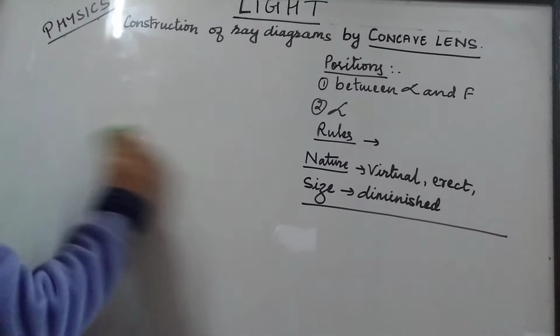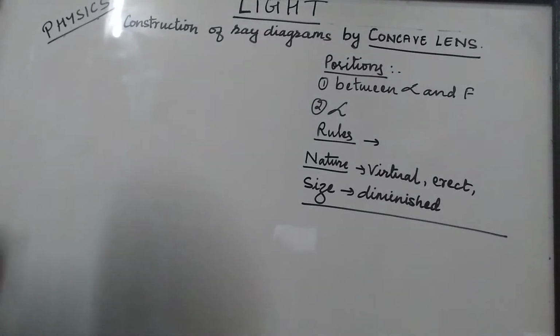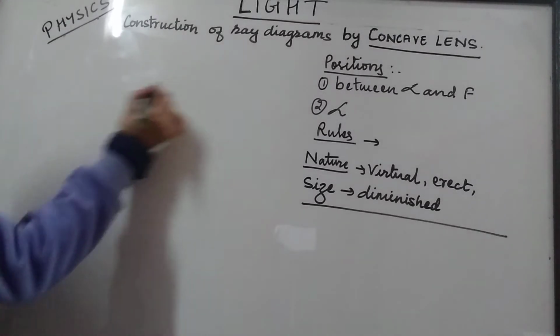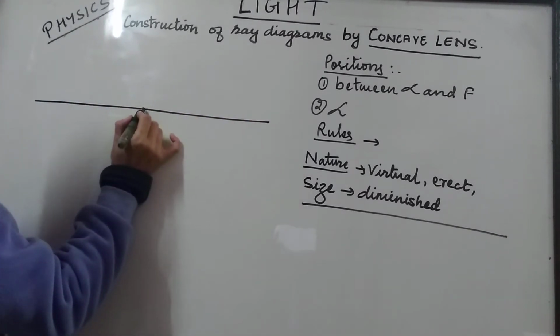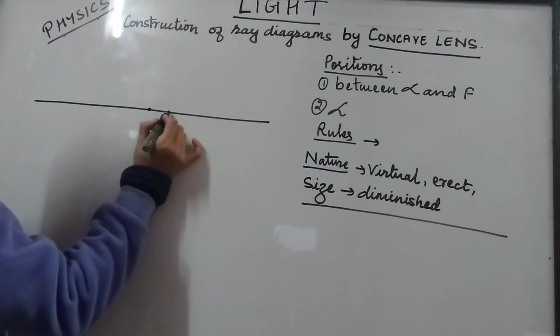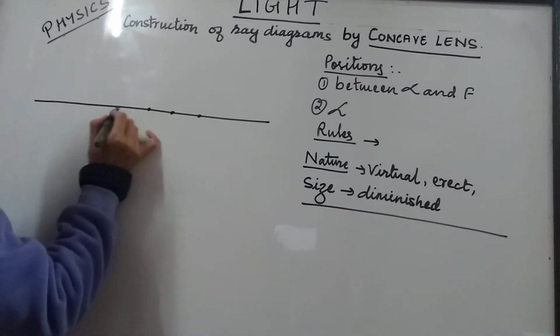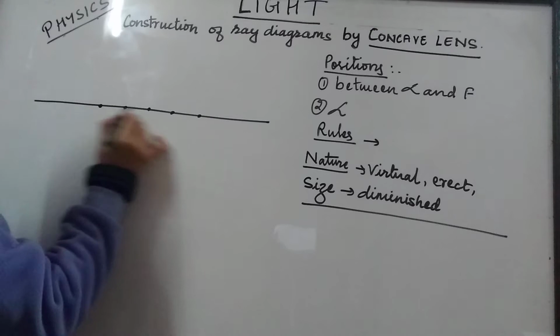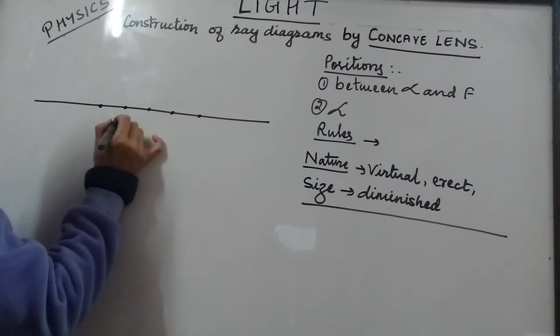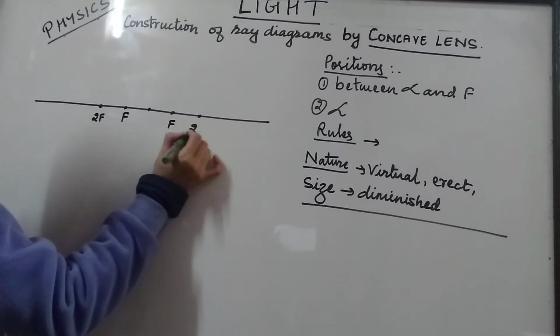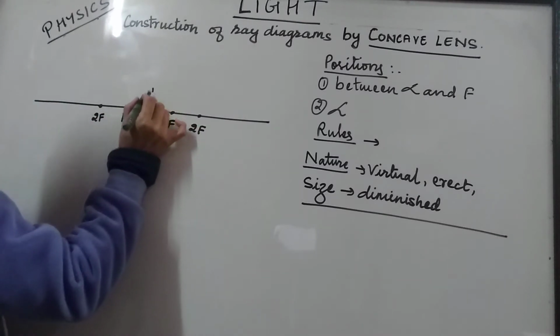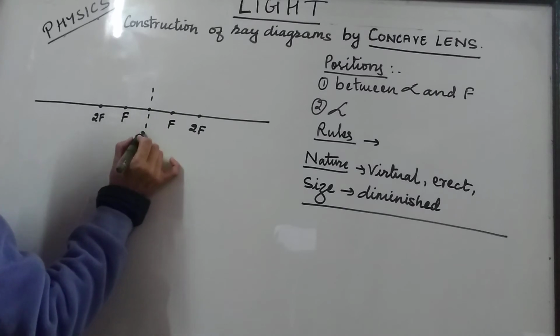Now we'll see the actual ray diagram here. You have to keep the object between infinity and the focus. For the first ray diagram, this is the principal axis. Take 5 positions: lens position, focus, 2F, focus, 2F. All these 5 points should be equidistant from each other. This is the F position, this is 2F, this is the F position, this is 2F, and this is the lens position.